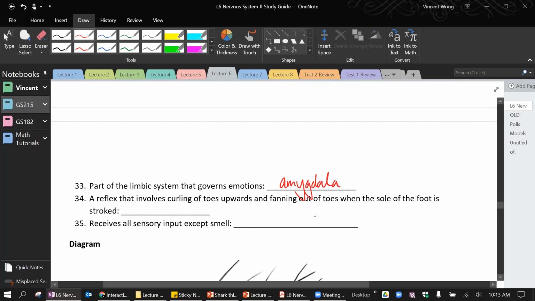A reflex that involves curling of toes upwards and fanning of toes when the sole of the foot is struck. Babinski reflex. Receives all sensory input except for smell. Thalamus.